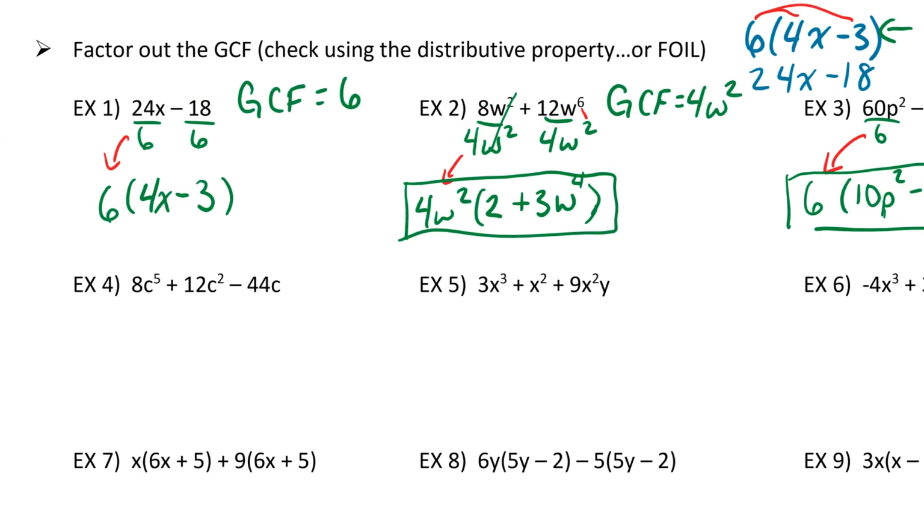Next up, example 4. So again, we need to start by finding the GCF. So GCF of 8, 12, and 44 would be 4. Then C does appear in all 3 of these, so we can also go ahead and put C there. That means we're going to divide each of these by 4C.